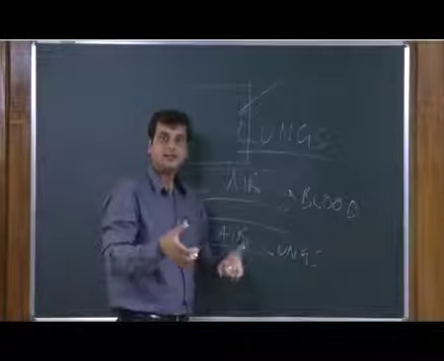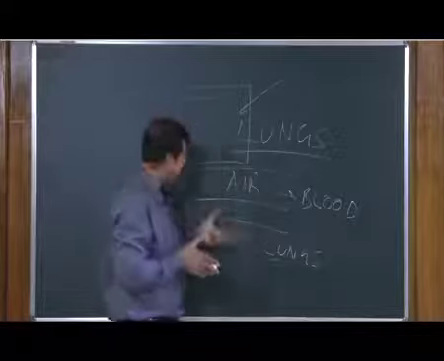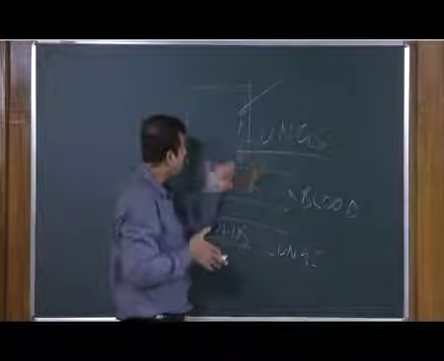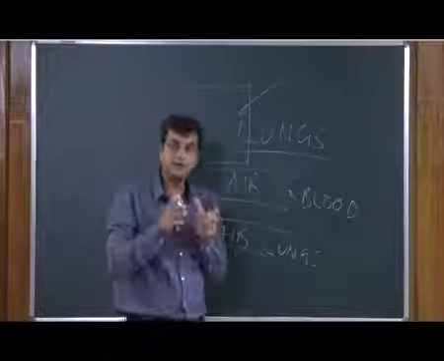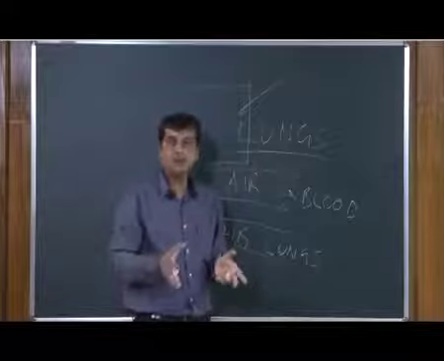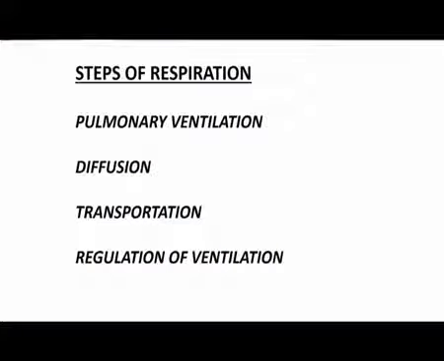So, the first one is pulmonary ventilation, the next one is diffusion, and the third one is transportation. To regulate this, we need to regulate the ventilation, the whole respiratory movement. So, if we look again at the steps of respiration, we first have pulmonary ventilation, diffusion, transportation, and finally regulating the complete ventilation process of human beings as well as lower vertebrates.